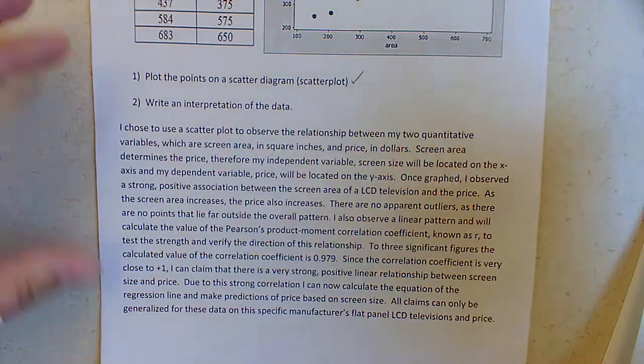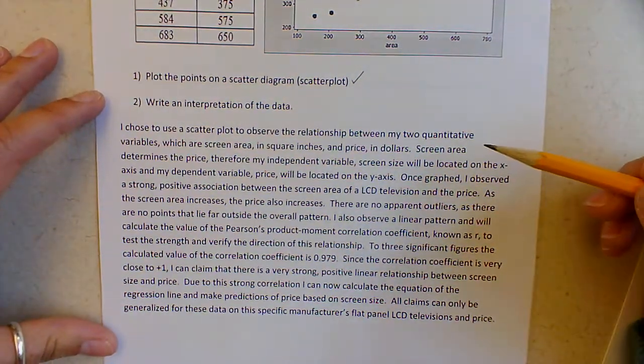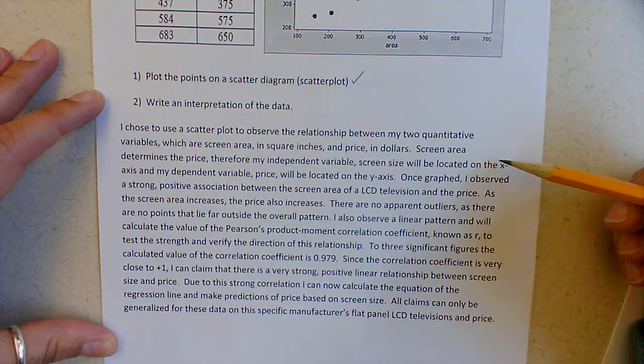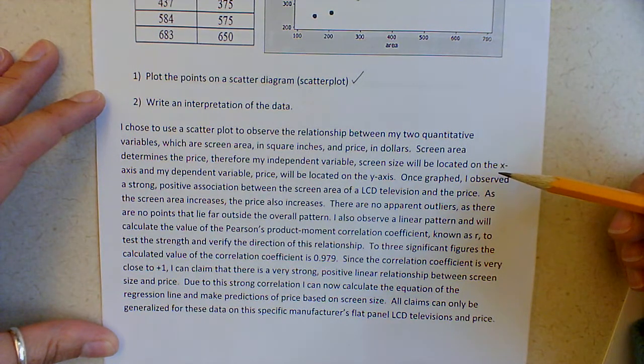So let's do that. I chose to use a scatter plot to observe the relationship between my two quantitative variables, which are screen area in square inches and price in dollars. Screen area determines the price. Therefore, my independent variable screen size will be located on the x-axis, and my dependent variable price will be located on my y-axis. Once graphed, I observed a strong positive association between the screen area of a LCD television and the price. As the screen area increases, the price also increases.